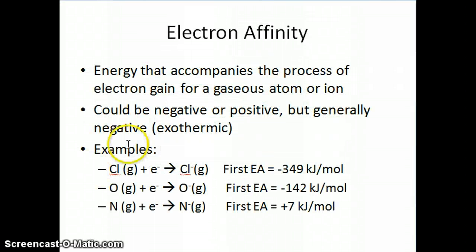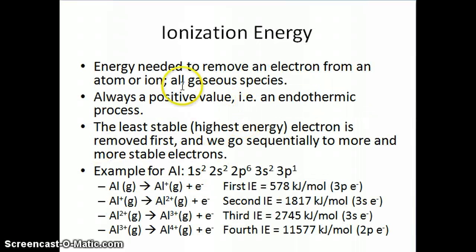So we're now going to go to electron affinity, which is usually the second trend that most textbooks talk about. Electron affinity is, again, a particular type of energy, in this case the energy that accompanies the process of electron gain for a gaseous atom or ion. When we talk about ionization energy, we define that as the energy needed to remove an electron. Electron affinity is the opposite process, the energy that accompanies an electron gain.